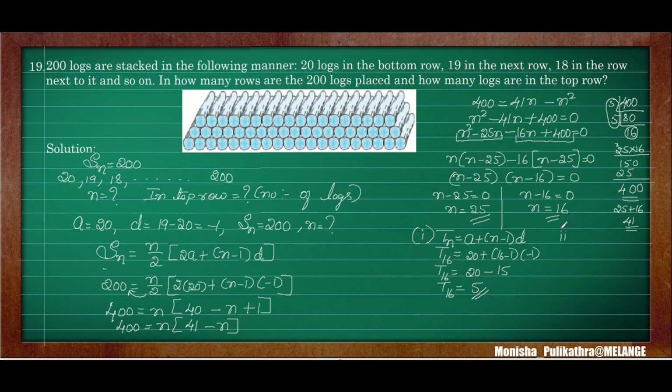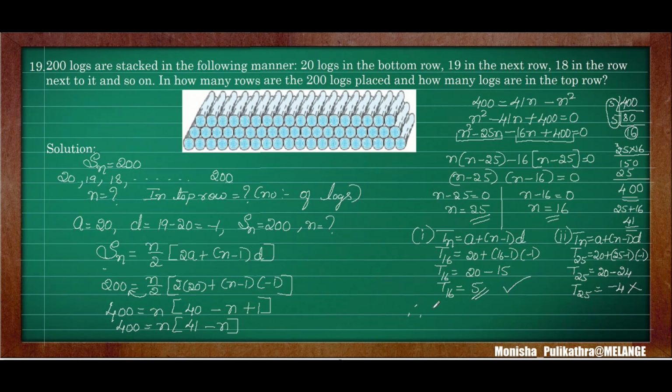Let us check the second case also. Tn is equal to a plus n minus 1 into d. Here I am considering 25 as the number of rows, then a is 20 plus 25 minus 1 into minus 1. So T25 is equal to 20 minus 24, since 25 minus 1 is 24, which is minus 4. This is clearly not possible because the number of logs can't be negative, right? So the first case is the correct answer.